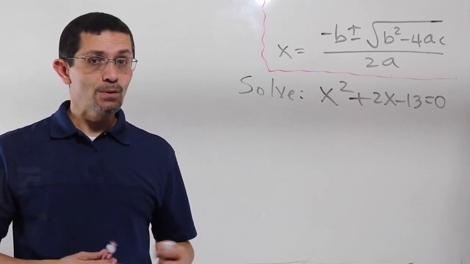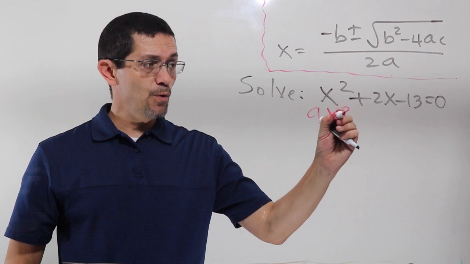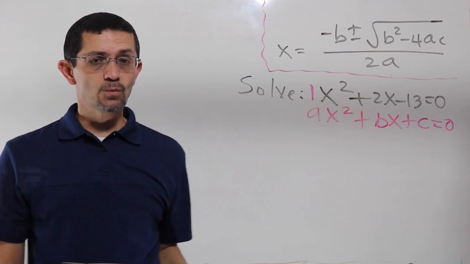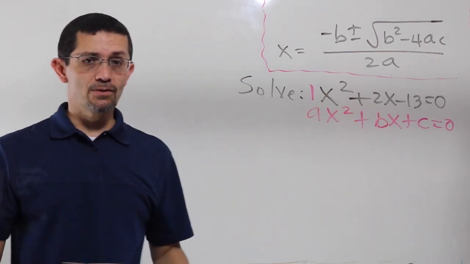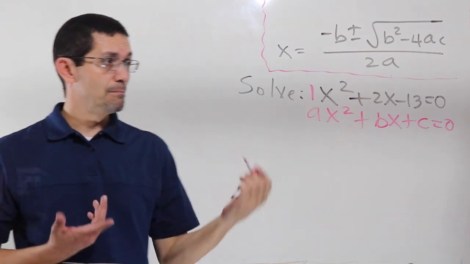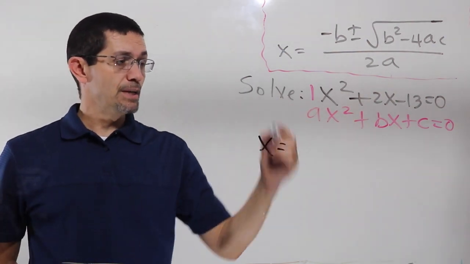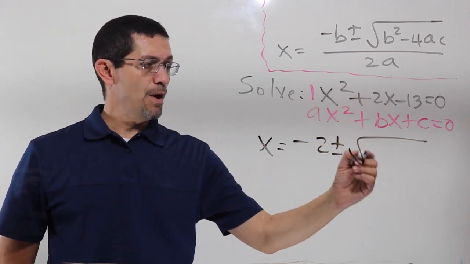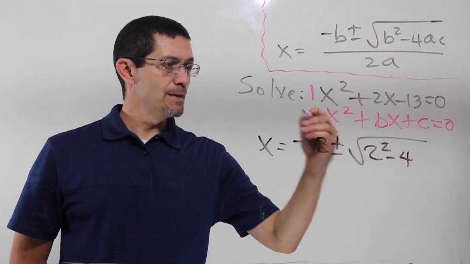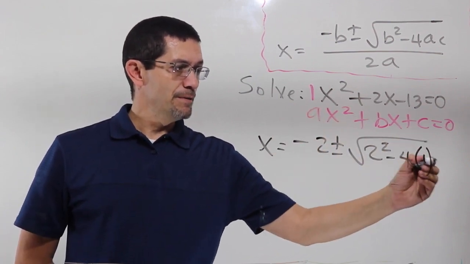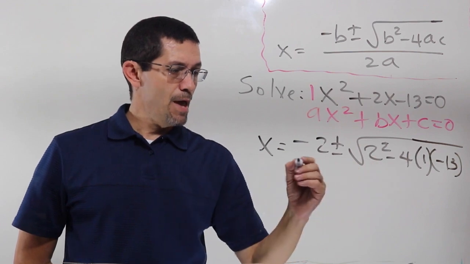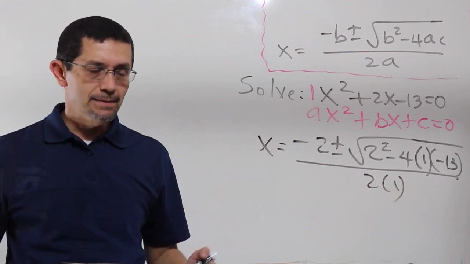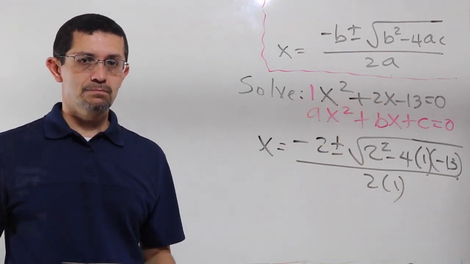Okay, now let's identify what's a, what's b, and what's c. ax squared plus bx plus c equals 0. A, there's nothing there, so 1. B is a 2, and c is a negative 13. Negative 13, be careful with that. Plug it back in. x equals negative b. Negative, b is 2. Plus or minus the square root of b squared, 2 squared, minus 4 times a times c. Everything over 2 times 1. Once you replace, go back and double check that you replaced correctly.